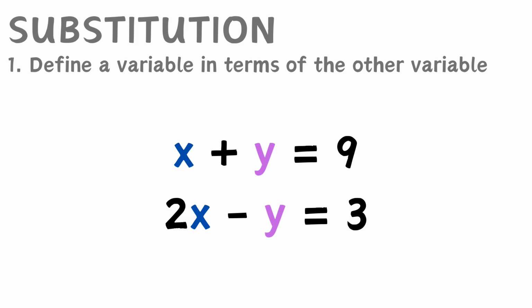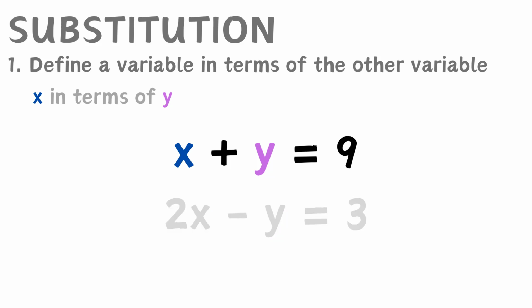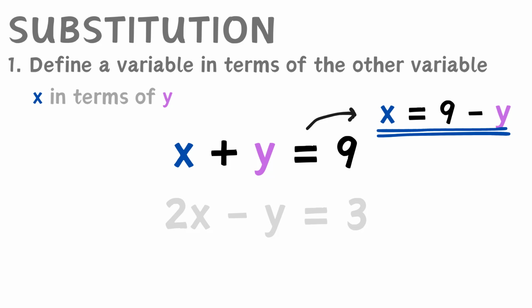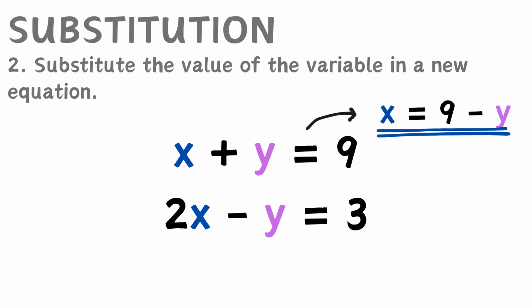So, in our equations, let's define x in terms of y. We could use either equation. I'm going to pick our first equation, x plus y equals 9. All we need to do to isolate x is subtract y from both sides. And we have x equals 9 minus y. So now we know x in terms of y. The next step in substitution is to substitute this newly found value for x in our other equation.